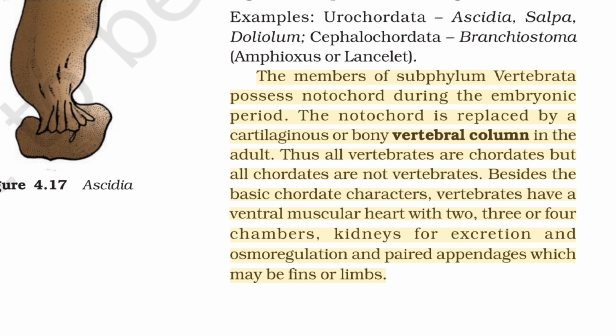The members of subphylum Vertebrata possess notochord during the embryonic period. The notochord is replaced by a cartilaginous or bony vertebral column in the adult. Thus all vertebrates are chordates, but all chordates are not vertebrates. Besides the basic chordate characters, vertebrates have a ventral muscular heart with 2, 3 or 4 chambers, kidneys for excretion and osmoregulation and paired appendages which may be fins or limbs.